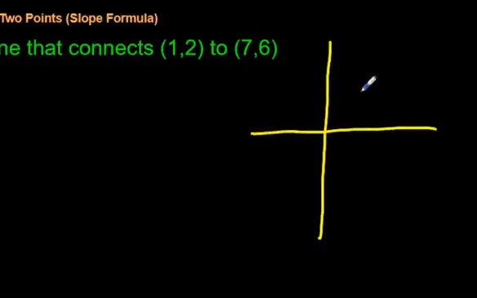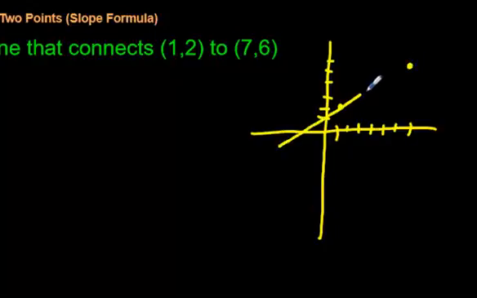If we were to graph this, (1, 2) is 1 over and 2 up. You'd put a point right there. And then for (7, 6), you'd go 7 over: 1, 2, 3, 4, 5, 6, 7, and 6 up: 1, 2, 3, 4, 5, 6. And we would get this.